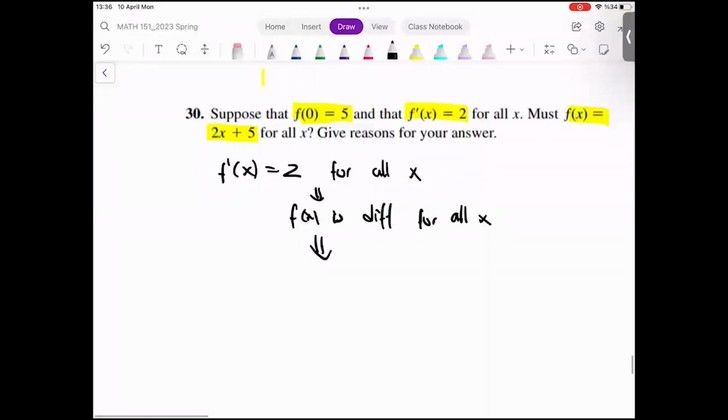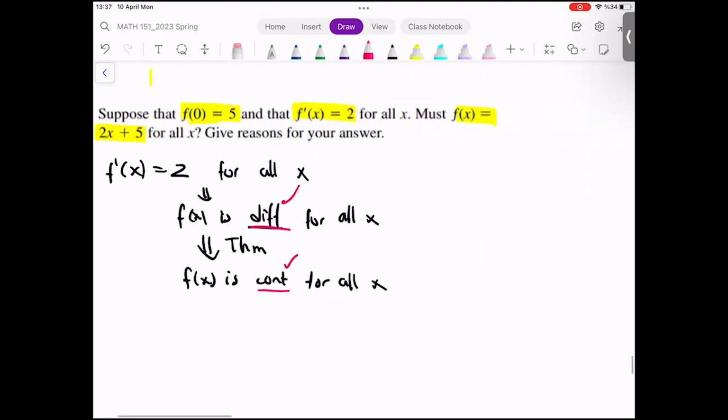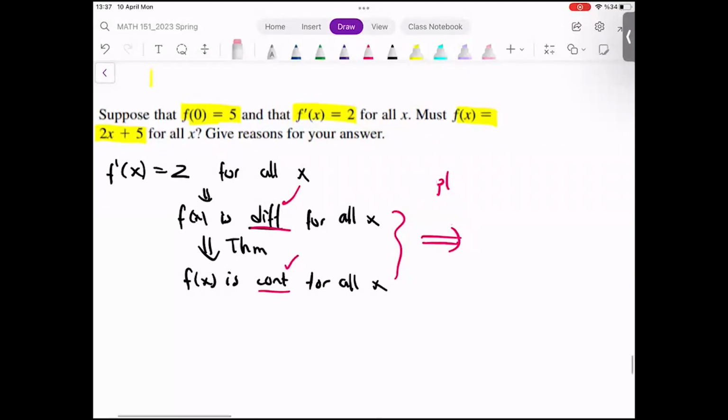Now, I am using a theorem. If a function is differentiable, it has to be continuous, okay? This is a theorem that we covered in our lecture videos. If it is differentiable, then it has to be continuous for all x. So, differentiability and continuity is checked. Because I want to use mean value theorem, that's why I need to check these two conditions. Now, they are checked. Then by mean value theorem, we need to apply it on some interval AB, right? Now we will choose these AB points.